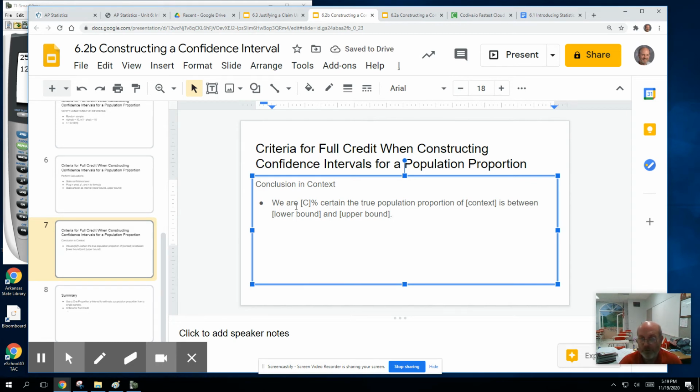So we're C% certain the true population proportion of whatever in context is between the lower bound and the upper bound. That's the conclusion and context statement.